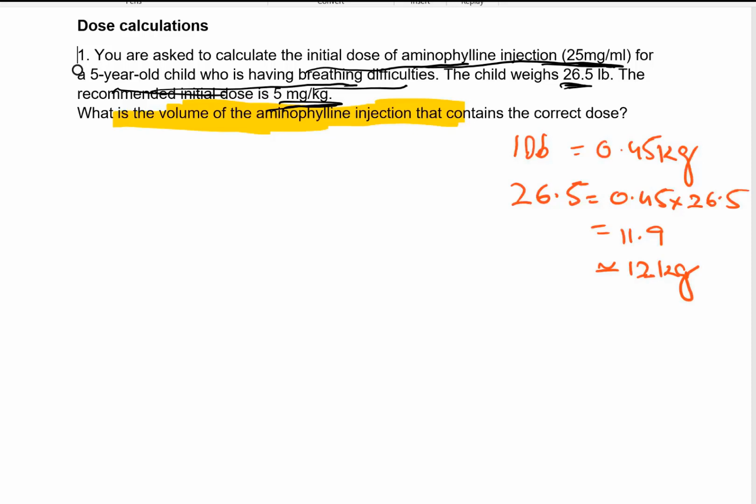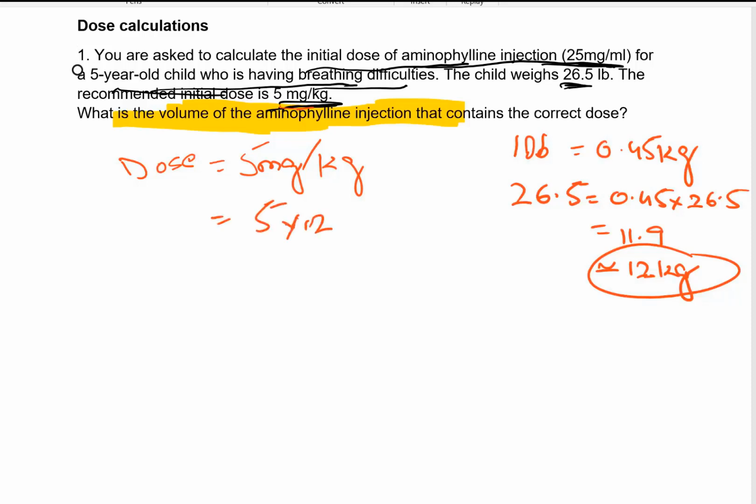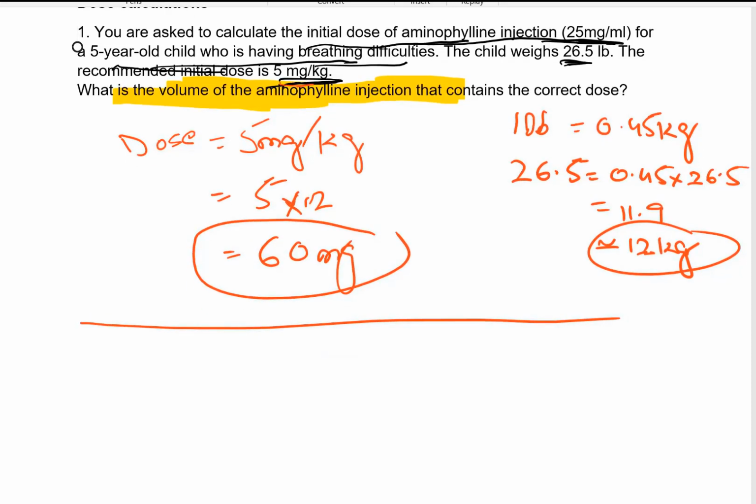So just round it up. The weight of the patient here is 12 kg. That's what we work with. The next thing we're given here is the dose, which is 5 milligram per kg. So that's 5 times 12, which is 60 milligram. So we have got the dose now. The dose for that patient is 60 milligram, but the question is asking what volume.